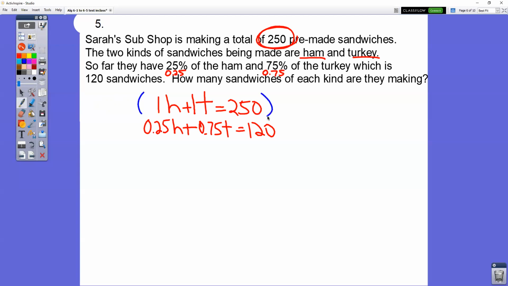I think the easiest way personally is to multiply this top equation by negative 0.25. Distribute, distribute, distribute. That's how I'm going to do it. Again, there are multiple ways to do these questions.